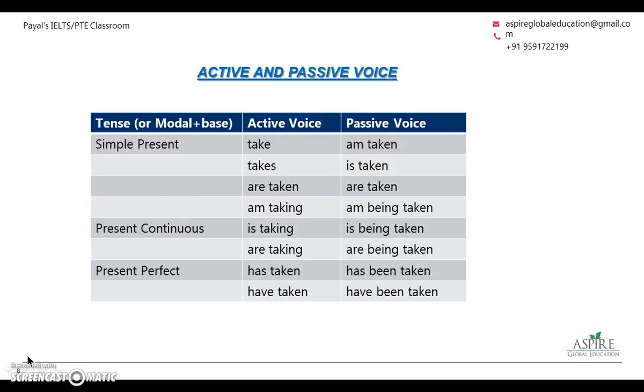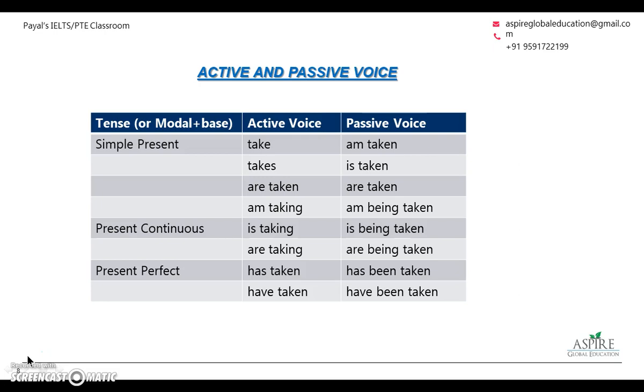Let's look at this table. So whenever we have simple present tense, we would be studying tenses in the upcoming lessons. In simple present, she takes a 2 hour break every day. Now, what is my subject? She. What is my object? 2 hour break. What is my verb? Takes. If I change it to passive voice, a 2 hour break is taken by her every day.